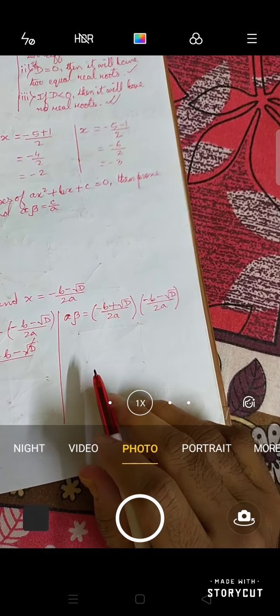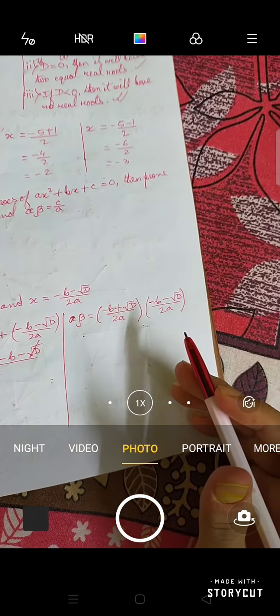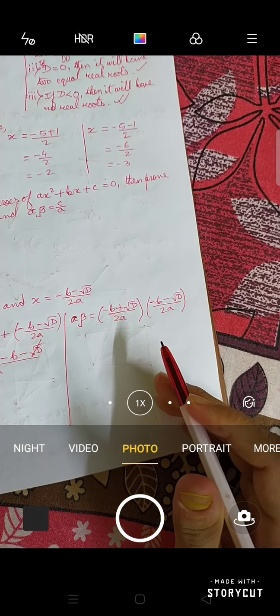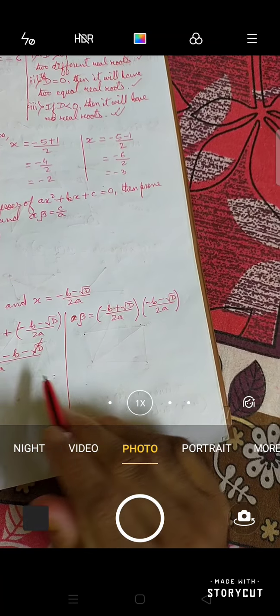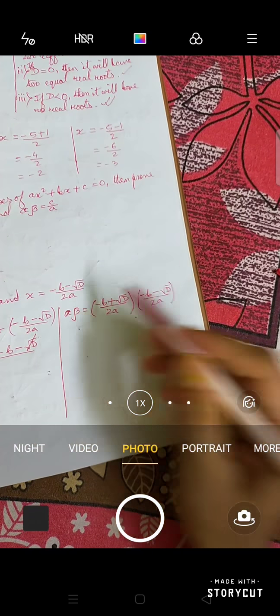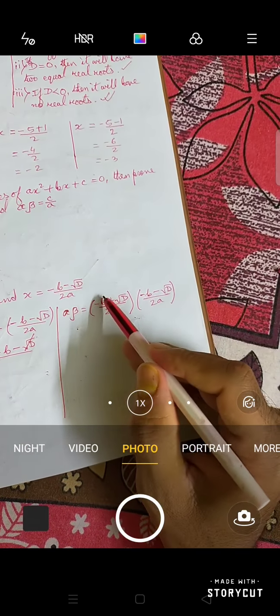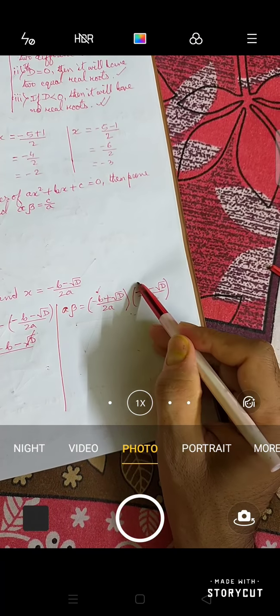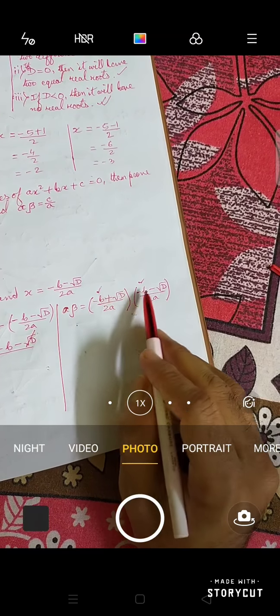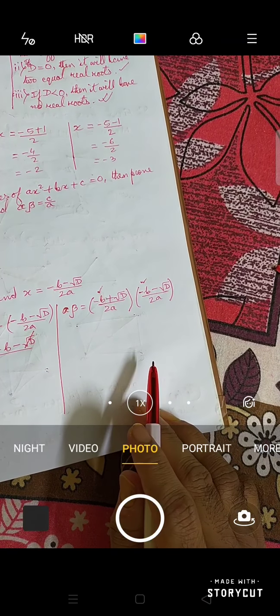Now you can see, you can apply by your own also. It's up to you how you want to apply. Now what I can see, it's up to you how you want to solve. I can see that the first one is minus b, here also it is minus b. That means the first term is same. Correct?